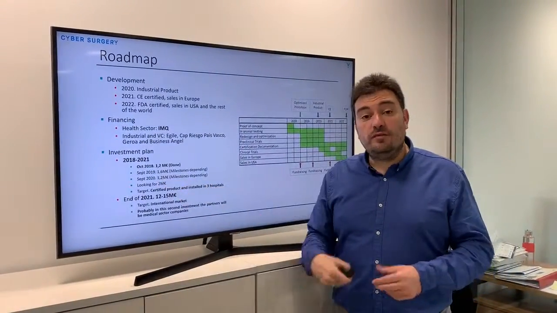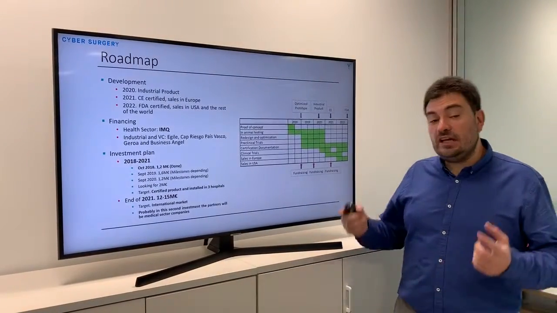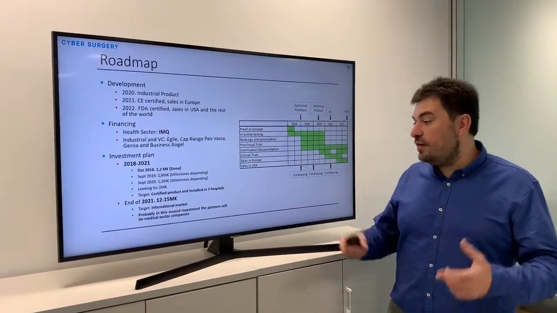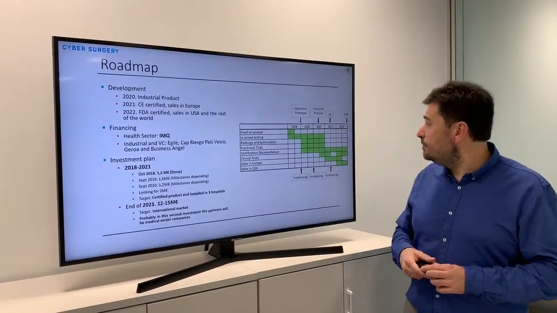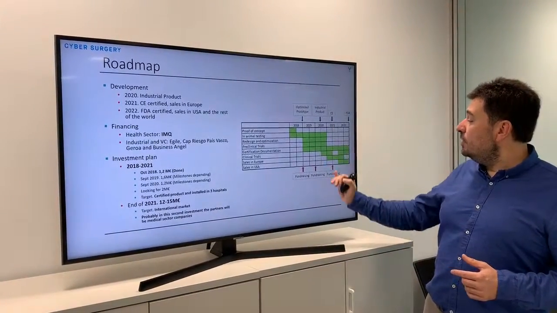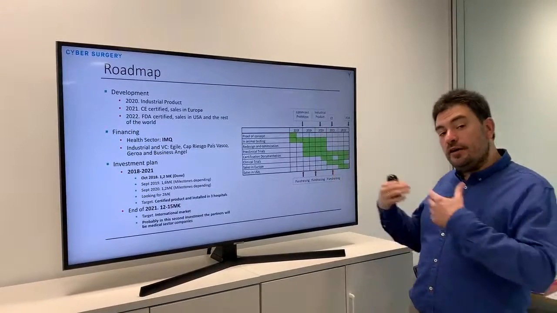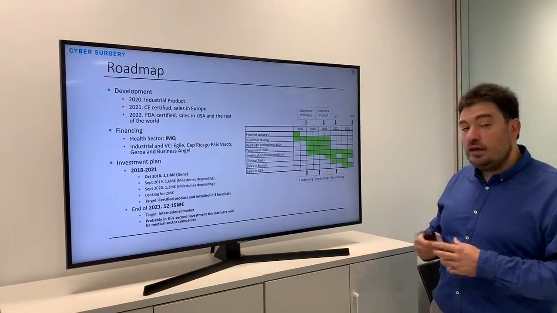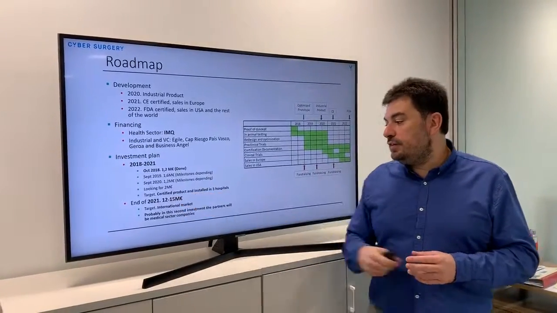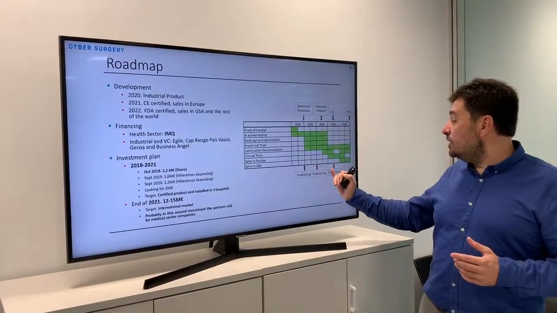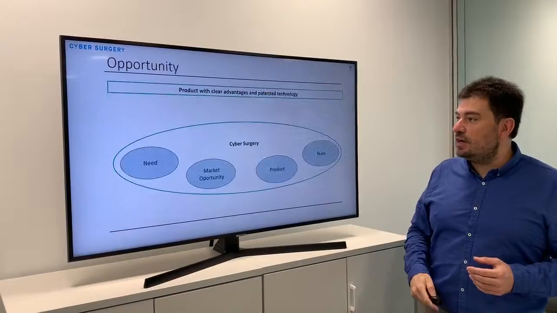We are still looking for another 2 million euros in order to get a certified product and install it in 3 hospitals. After that, we will have to look for other funding, probably US money, between 12 and 15 million euros in order to go international.